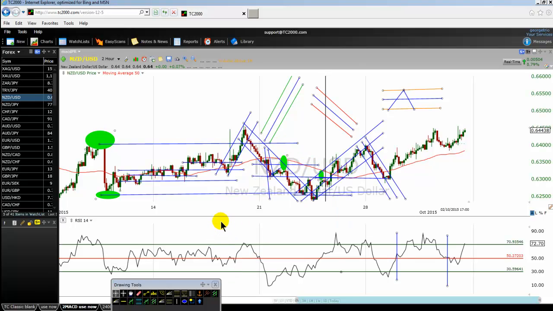When the RSI is above 50, very important, it also indicates to us that the price is in a bullish zone. If the RSI is below 50, it's also indicating to us that the price is in a bearish zone.